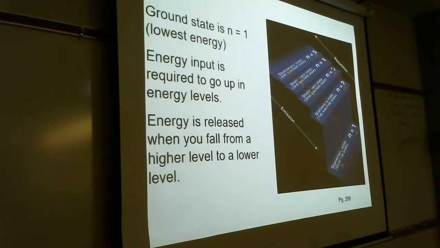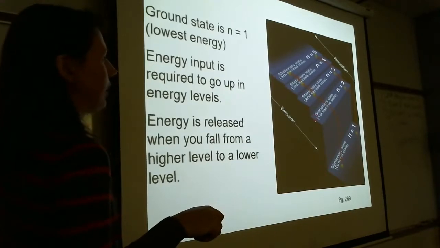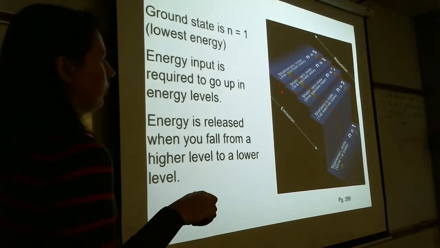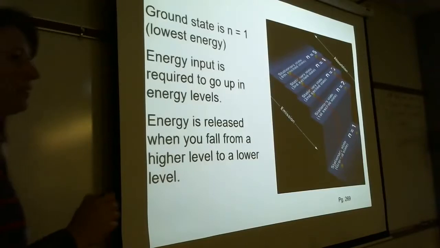So here's kind of a picture. This is not from your current textbook. This was from a previous edition, right? There's n equals 1. That's the lowest state. You have to put energy in to get up to n equals 2, n equals 3, n equals 4, n equals 5, etc.